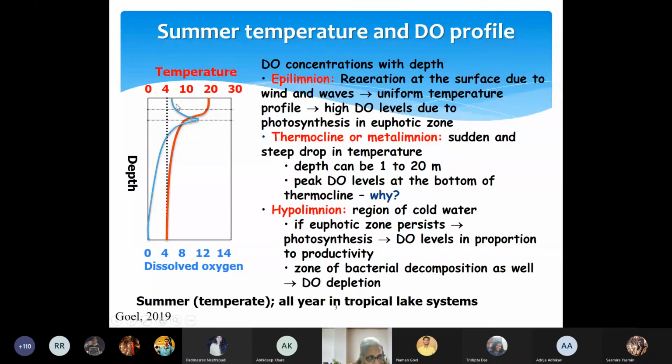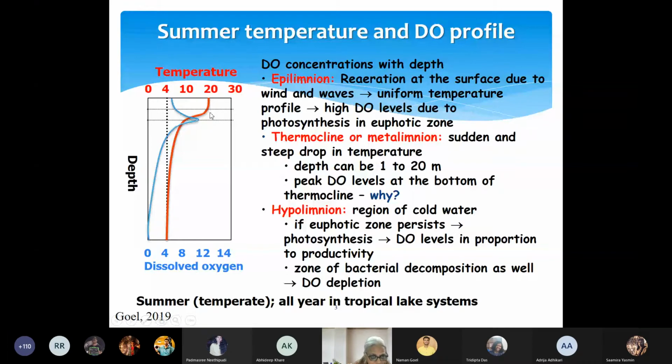Because light is available, because CO2 is present, they will grow over here. So you have algal cells growing over here, and they will contribute to the net dissolved oxygen in this layer. So this layer has a pretty high oxygen level. Then, depending, like I said, on the quality of water and the depth of the water column, there will be a point at which you will notice that there is a sudden and steep decrease in temperature.